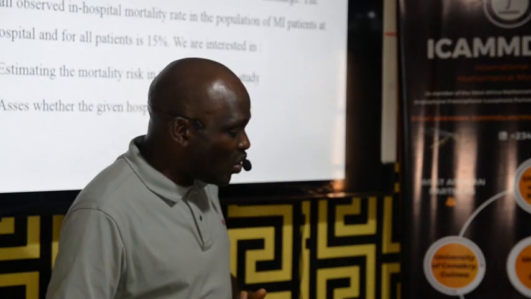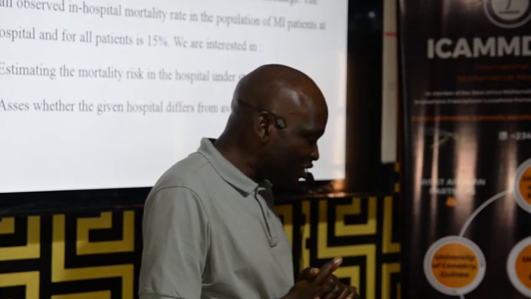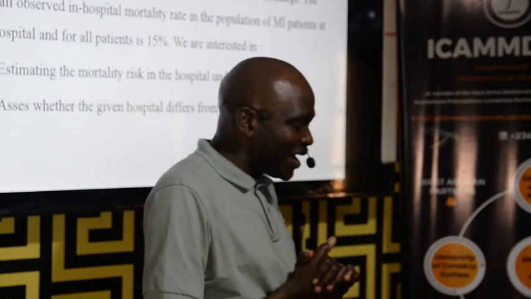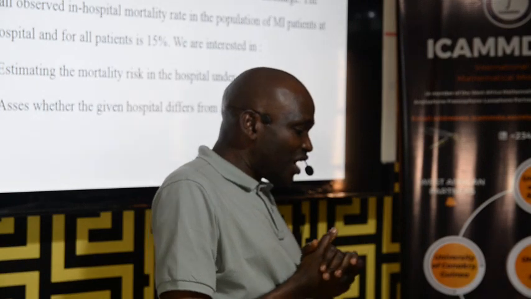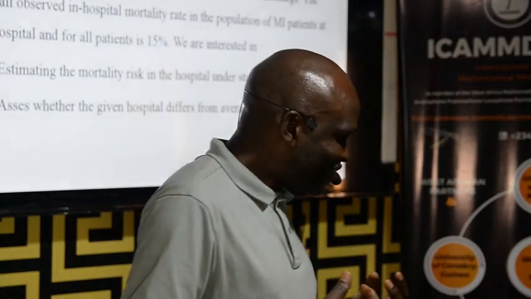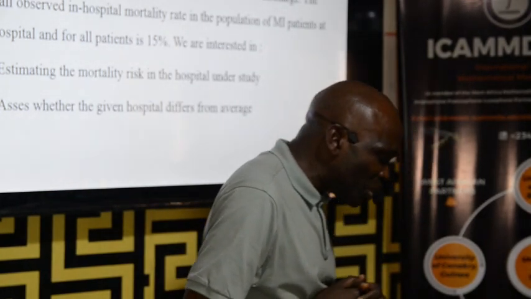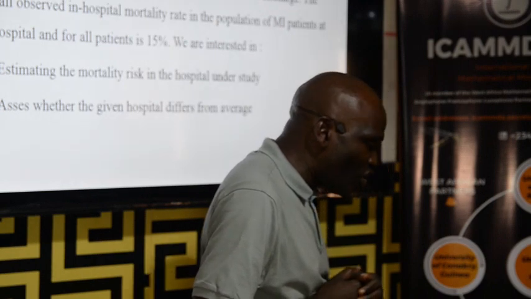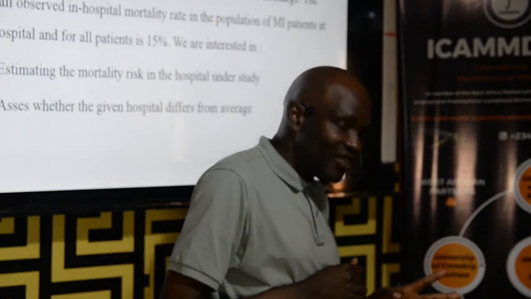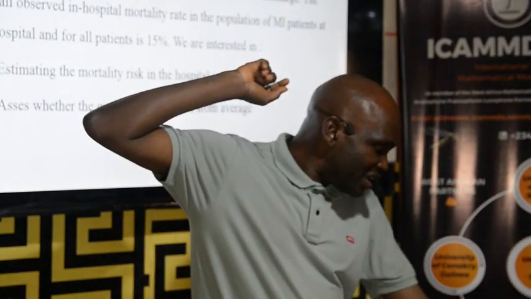Now, during a period of 1 year, out of 100 patients with myocardial infarction visiting a hospital, 10 died following admission before discharge. It's like a kind of proportion, is it not? So the overall observed in-hospital mortality rate in the population of MI patients at all hospitals and for all patients is like 15%. That's like your population value. But the sample taken here is like 10%, is it not?